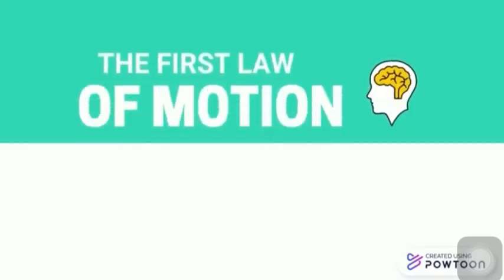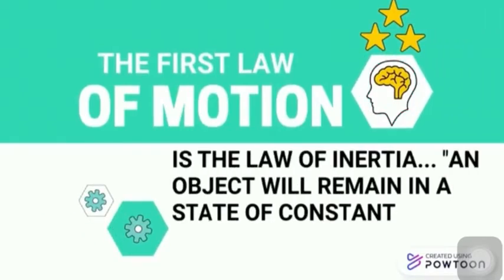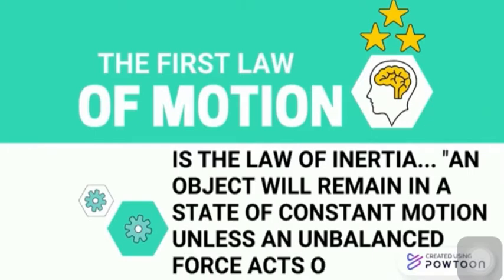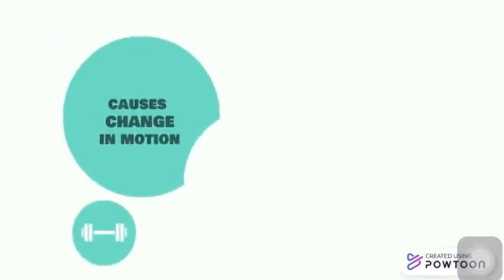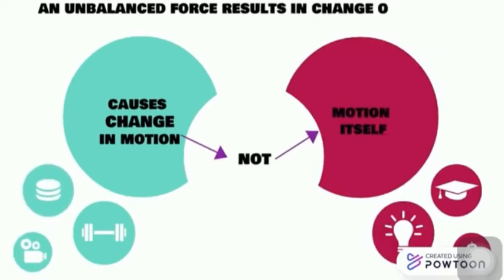Law 1 is the law of inertia. An object will remain in a state of constant motion unless an unbalanced force acts on it. The unbalanced force does not cause motion, it causes change in motion, resulting in movement of direction, speed, or even shape. This law occurs because of a property called inertia.